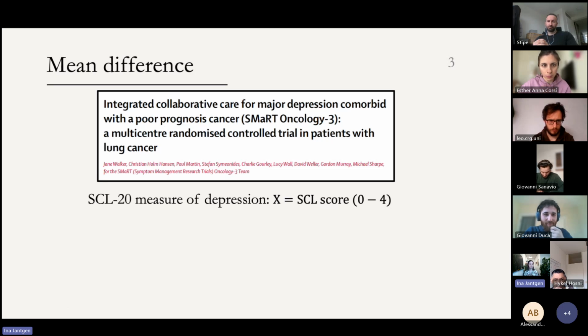This depression measure asks people to rate the extent to which they experience different symptoms of depression on a scale between 0 and 3, and then we take the average of all the different items the patients are asked about, and that's the resulting SCL score. So the checklist score ranges between 0 and 4, where 4 signifies the most severe depression. Just for simplicity, I will speak about the checklist scores, but I have the SCL-20 scores in mind.